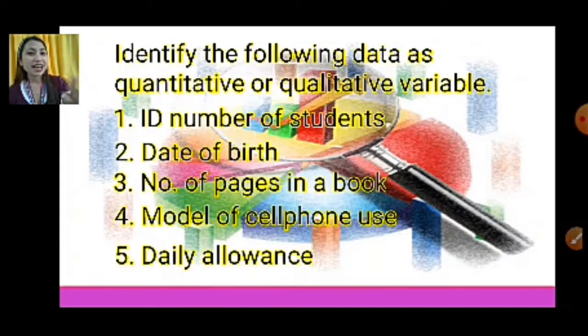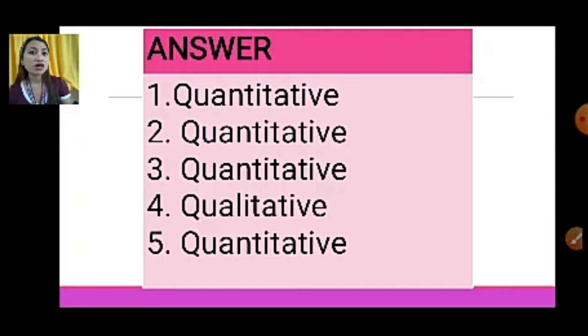Number 4, we have model of cell phone. Is it quantitative or qualitative? It is qualitative because it is in words. It is not a number. How about number 5? Number 5 is the daily allowance. Your daily allowance is in money. It is obvious, right? But some of you will say, Ma'am, my daily allowance is not money, it is just food. No, that is not a daily allowance. Our daily allowance obviously is in terms of number since that is money. Money is in number. So, that is quantitative. I hope you enjoyed our review about quantitative and qualitative.